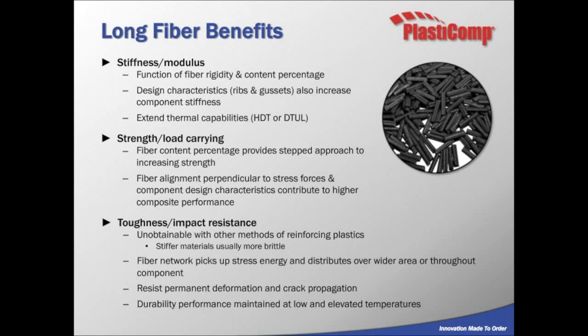We get higher impact properties than any other reinforcement in plastics versus things like short fiber. So we get the impact properties along with the stiffness and strength. Fiber networks pick up stress energy and distribute it over a wider area, and we'll take a look at that in a following slide. And then we also have resistance to permanent deformation and crack propagation.